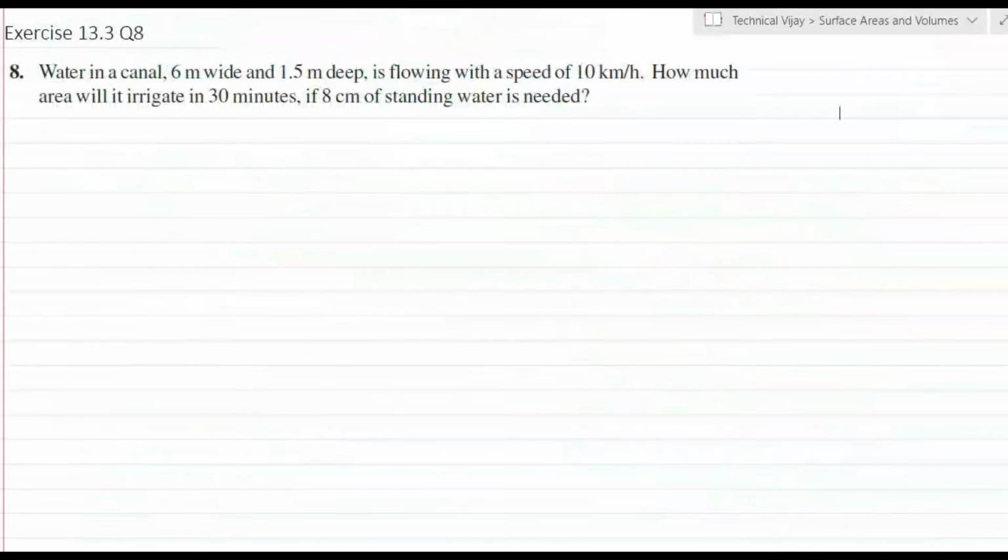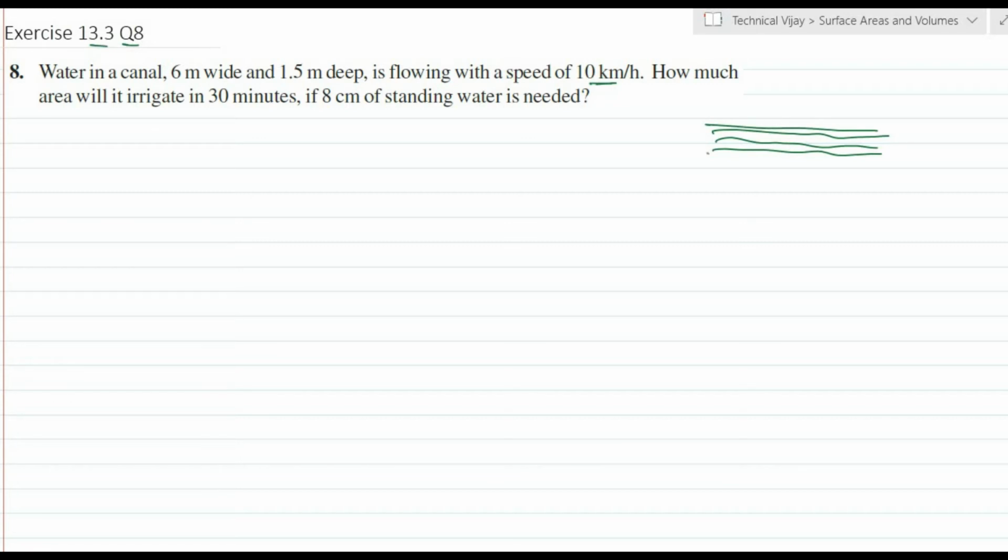We'll go for the next one. Exercise 13.3, question number 8. Water in a canal 6 meter wide and 1.5 meter deep is flowing with a speed of 10 km per hour. This is a canal and the water is flowing here. This is 6 meter wide and the depth is 1.5 meter.